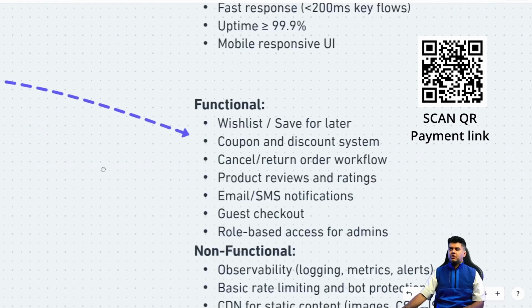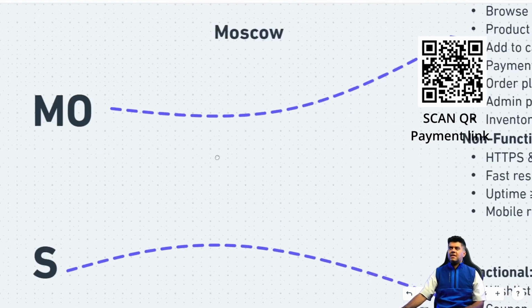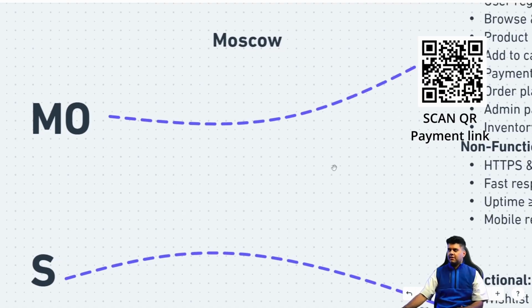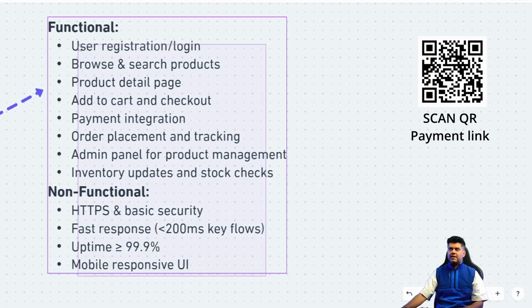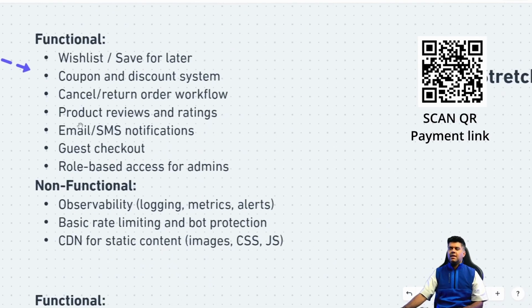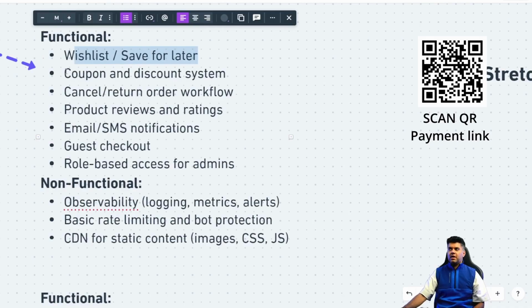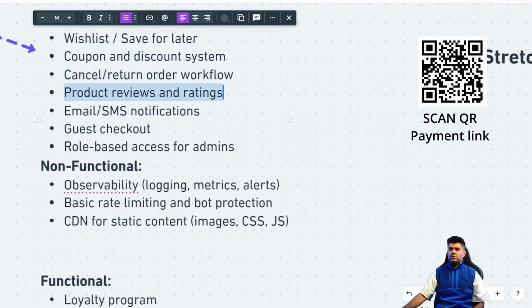Then I have my should-haves. So functional stuff, wish list, save for later, right? Now what I'm saying is that to ship the MVP, the minimum viable product, I need at least this much. And if I have time, and if I have the resources, time and money, then I'm going to go ahead and work on my should-haves, which is wish list, save for later, coupon and discount system, cancel, return, order workflow, and product reviews and ratings. All of this is important, but not as important as the stuff that's required for people to look at products and buy them.